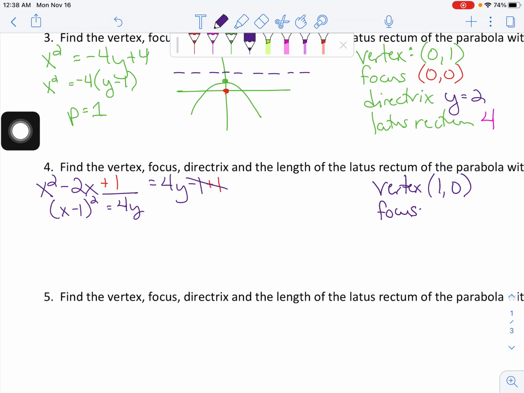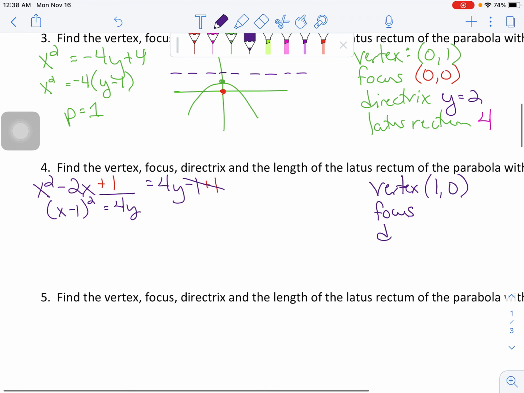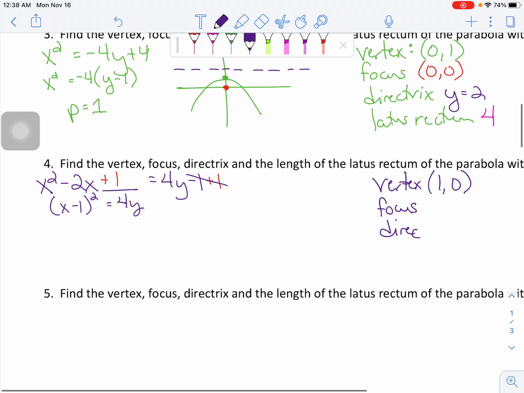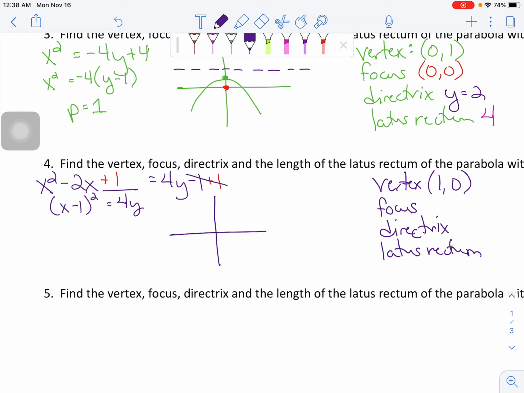All right, eventually I'm going to need the focus. I'm going to need a directrix, except I can't spell it apparently. Directrix, put the x at the end, and latus rectum. Okay, that's supposed to be an M. There we go. Okay, so I'm going to do a quick little sketch here.